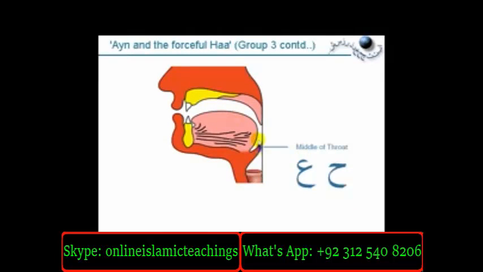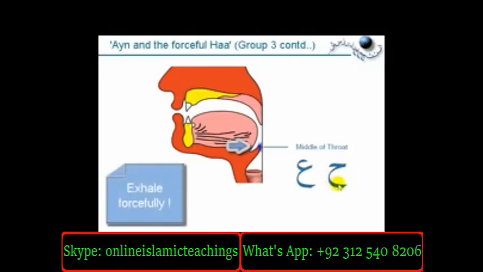The next two in group 3, the throat letters, are two letters which originate in the middle of the throat. This is the letter Ain and the letter Ha. This Ha is what we call the forceful Ha, because you're exhaling a bit more forcefully and that air is being pushed out from the middle of your throat. So again, Ain and Ha.